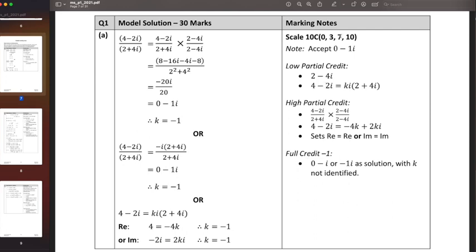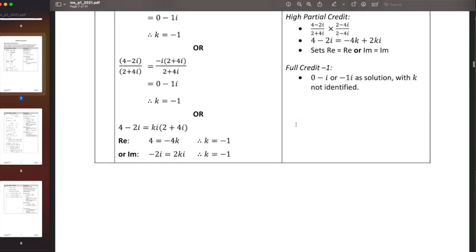So you can see the high partial credit here is 7 out of 10. And you get the high partial credit for doing this step here in the first line. So if you don't work out anything else below that, if you just realize that you have to multiply top and bottom by the complex conjugate, then you're going to get 7 marks out of 10. So that's good to know.